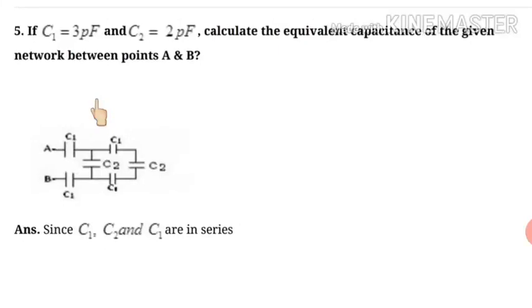Okay, next question we have: if C1 is equal to 3 picofarad, C2 is equal to 2 picofarad, pico means 10 to the power minus 12. Calculate the equivalent capacitance of the given network between points A and B. So this is the circuit diagram which they have given us, and between point A and point B, we have to calculate the equivalent capacitance of these many capacitors, and they are talking about only two values. C1 is 3 picofarad and C2 is how much? 2 picofarad. That only.